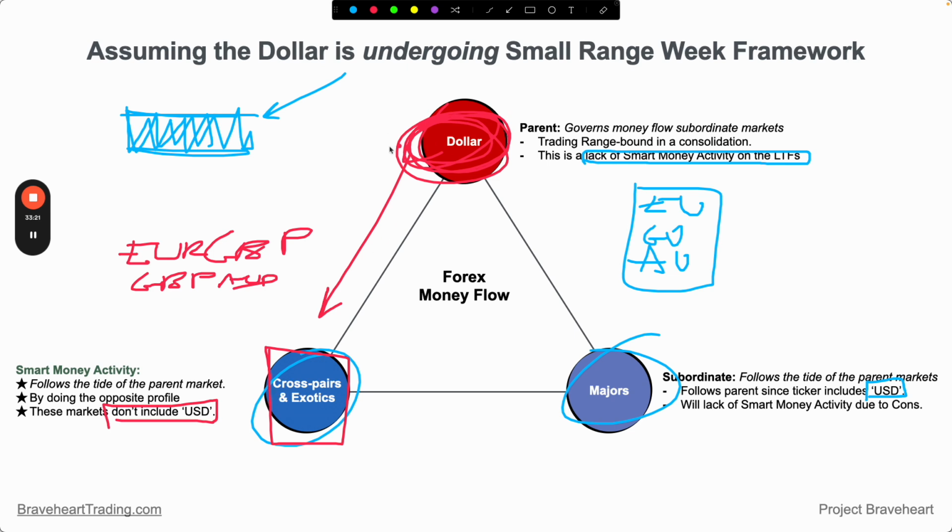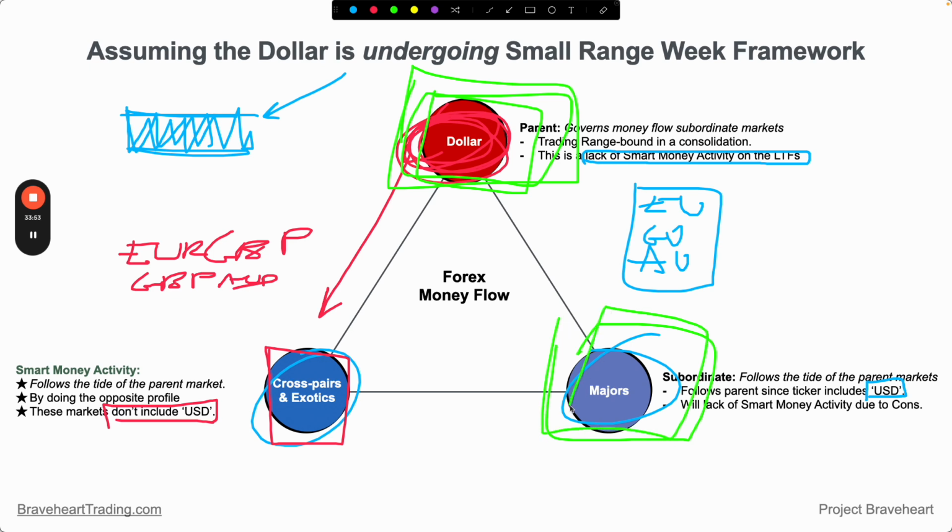If the dollar index is not in a trending profile, however, then cross pairs and exotics will do the opposite profile as well, and they will go into a holding profile. Okay, so the parent will still determine this subordinate sector, but it will just do the opposite profile because it doesn't include the US dollar. As for this one here, if the dollar is in a trend, then majors are in a trend. If the dollar is in a consolidation, then majors are in a consolidation.